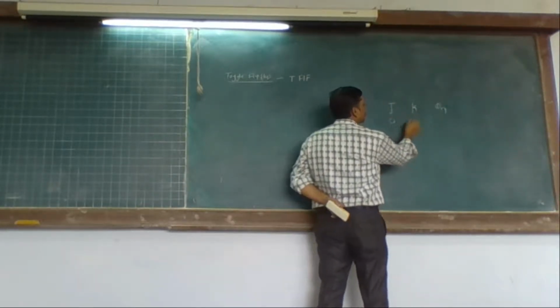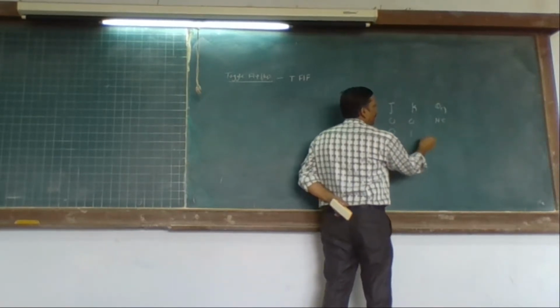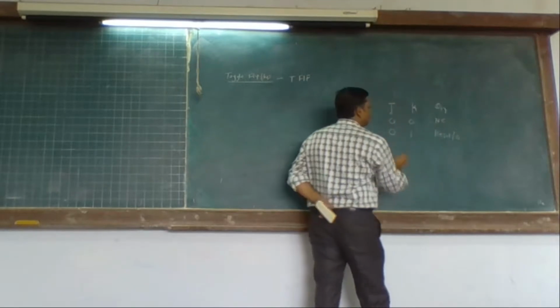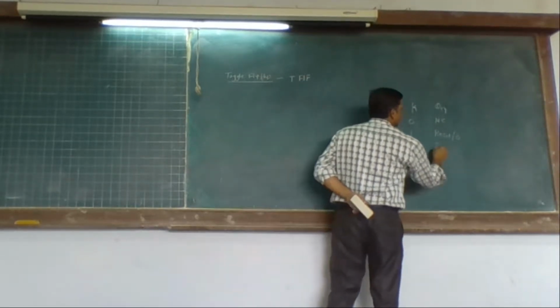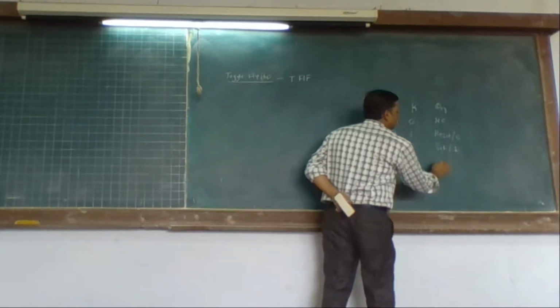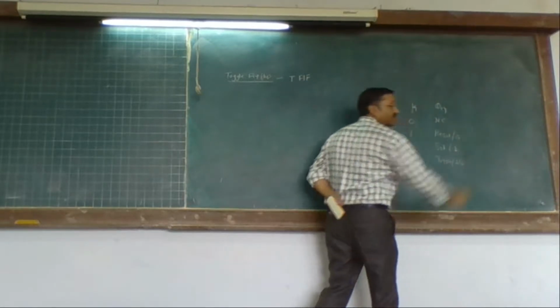For input 0 0, Q and Q bar will have no change. For 0 1, it is reset. Reset means 0. For 1 0, it is going to set, which means 1. For 1 1, this is going to be toggle, so that is nothing but either 1 or 0.